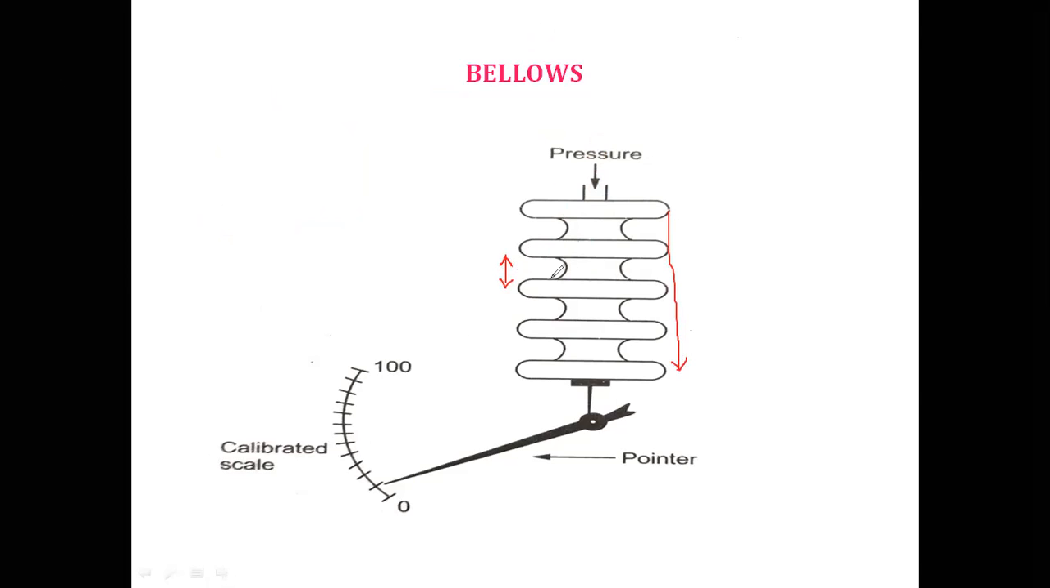The shape of this bellow is suppressed like this. Whenever pressure is given to this bellow, the elongation of this bellow takes place, and the structure of the bellow is going to be very long like that. Initially it is in a small size. It is in the suppressed shape.